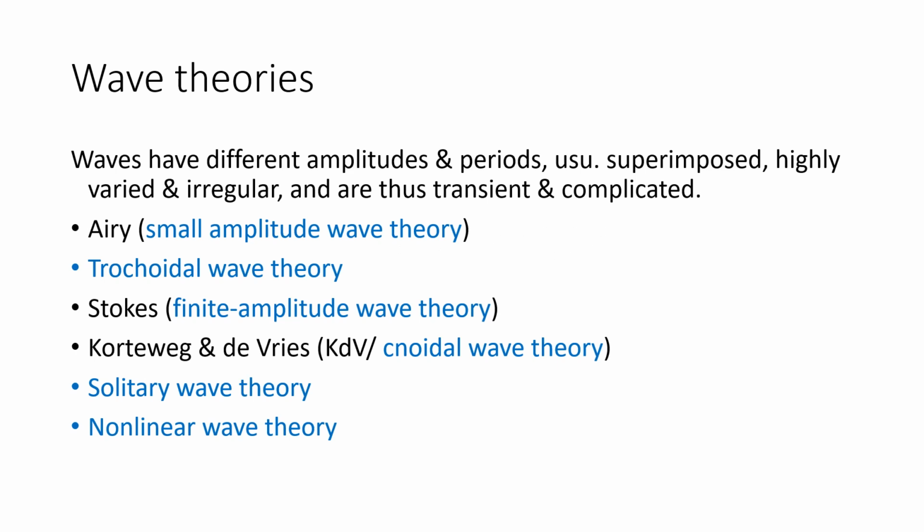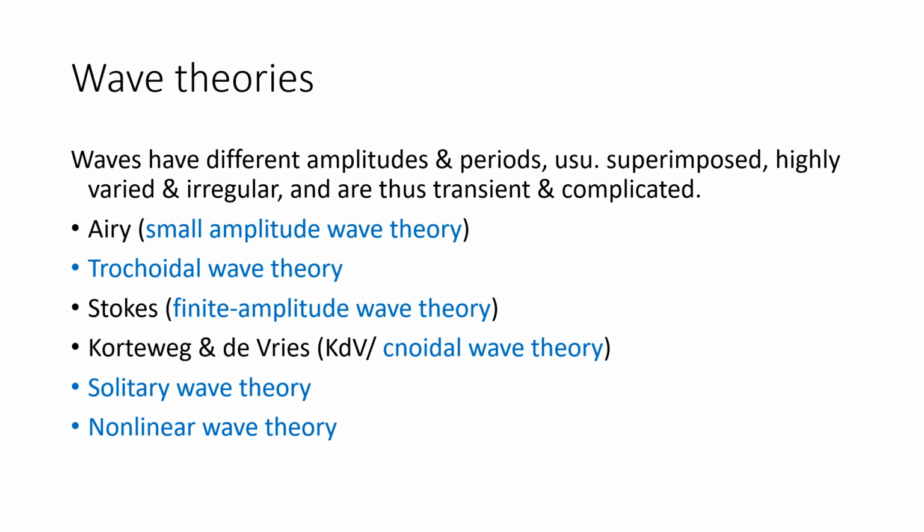In order to describe waves, there are different wave theories available. But what we want to highlight here is that the waves that we see in the coastal area have different amplitudes and different periods, and usually superimpose with one another, so that it becomes highly varied and irregular. And they are also transient. That means they change all the time, and that's why it is highly complicated.